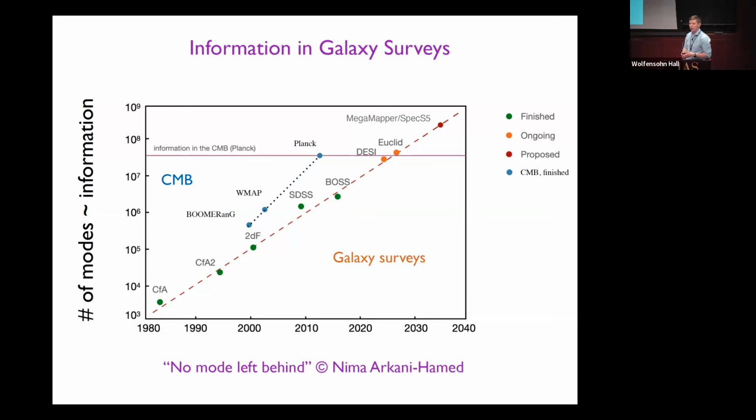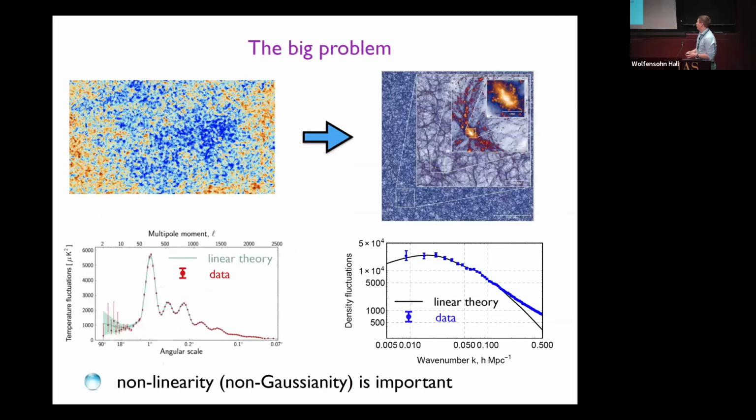So at face value, this program will give you orders of magnitude more modes than the CMB. And of course, this means that we'll have orders of magnitude better measurements of cosmological parameters. And this will mean, of course, a totally different ball game. So the problem is that the CMB is described by linear physics.